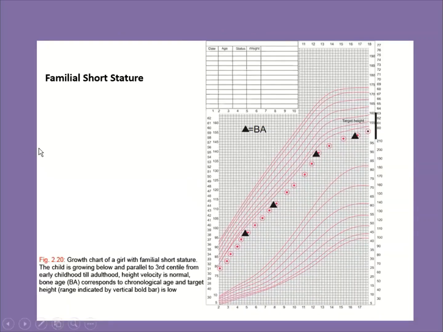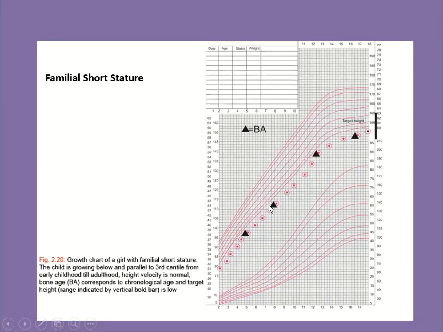So here is a picture of a familial short stature. It's a growth chart of a girl with familial short stature. Here you can see the mid-parental height, and if you project it downwards, all her heights fall within that range. What's happening to the bone age?